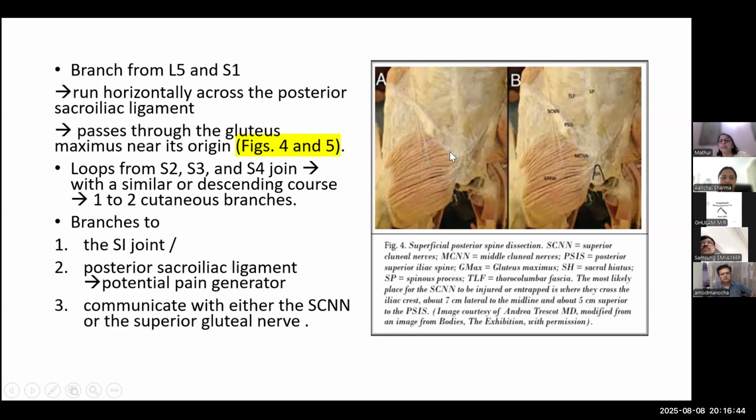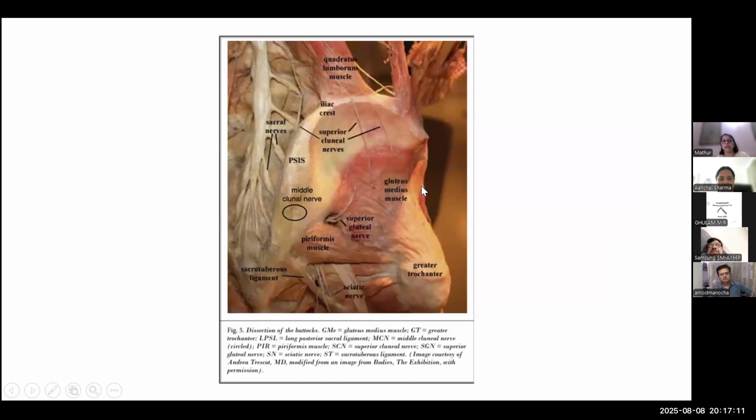And these cutaneous branches, so here will be the posterior superior iliac spine, and here is the medial cutaneous nerve, if you see here in this diagram as well. So from here, they can also give some branches to the sacroiliac joint or to the posterior sacroiliac ligament, and these can also be potential pain generators. They can as well communicate with either the superior cluneal nerve or the superior gluteal nerve, as I showed in this diagram as well.